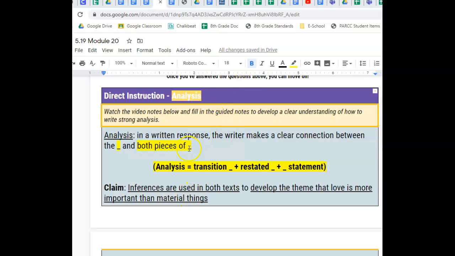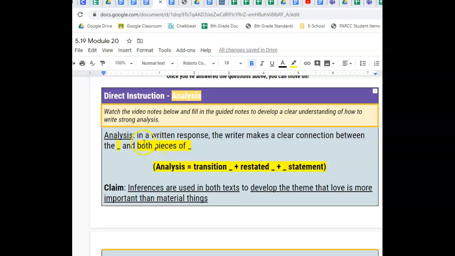Good morning. Today we are going to talk about analysis in our written responses. This is like the last sentence of your written response, kind of like your conclusion sentence that brings together multiple different things, but particularly when you have two sources that you are pulling from or two different texts.